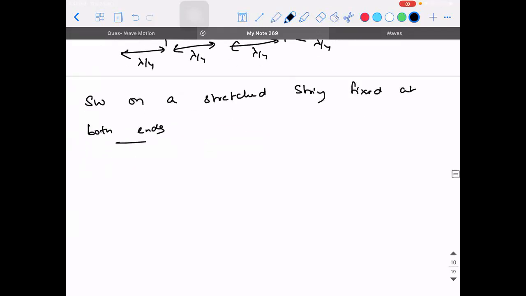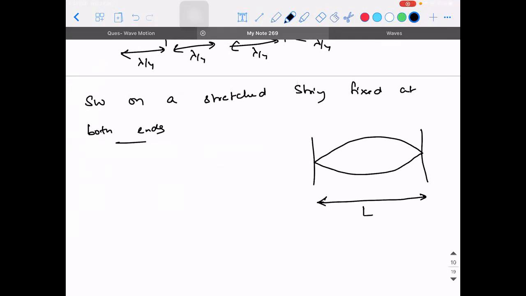As I told you, let's say there is a guitar string fixed at both ends. If I take the length of the string as L and there is one standing wave formed, what is the length of the string in terms of the wavelength? L will be equal to the distance between a node and a successive node, which is lambda by 2. This mode of vibration, where only one standing wave is produced, is called the fundamental mode of vibration.